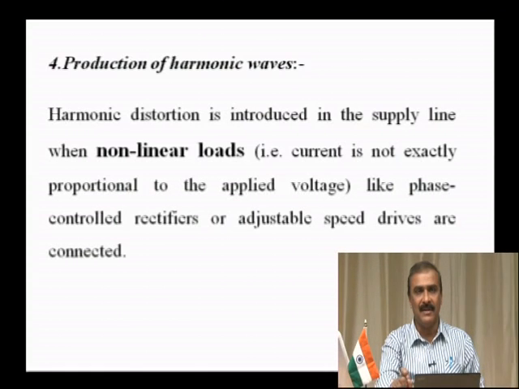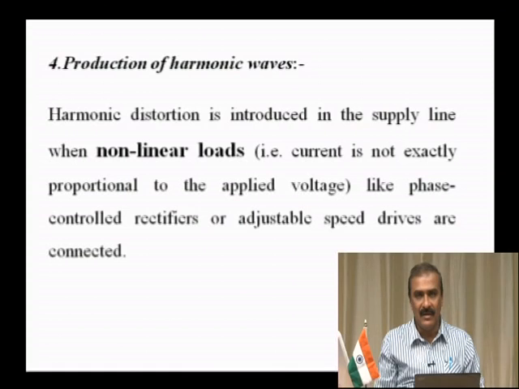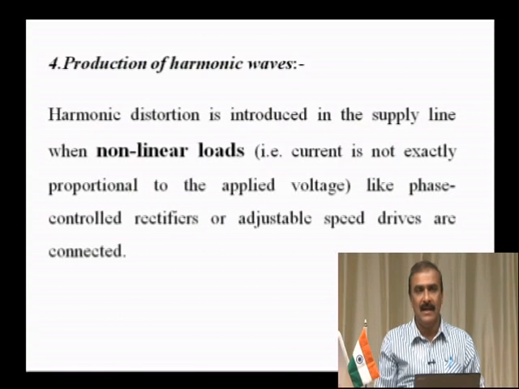Then production of harmonic waves. Harmonic distortion is introduced in the supply line when there are non-linear loads, please note this point, non-linear loads, where the current is not exactly proportional to the applied voltage. This non-linearity occurs when you use power controlled rectifiers or adjustable speed drives. You have studied many adjustable speed drives, that is VSI and CSI, voltage source inverters, current source inverters, converters for speed drives, etc. These are common devices that we connect in the power system.